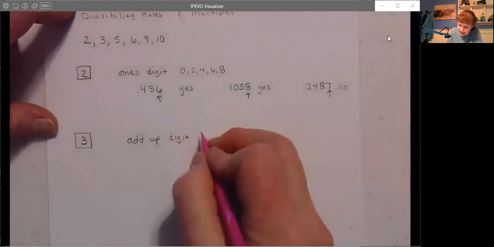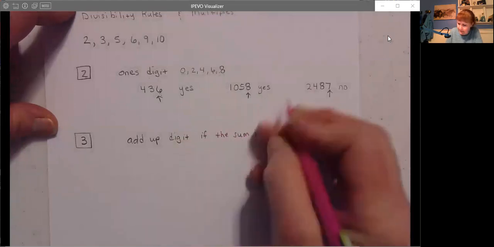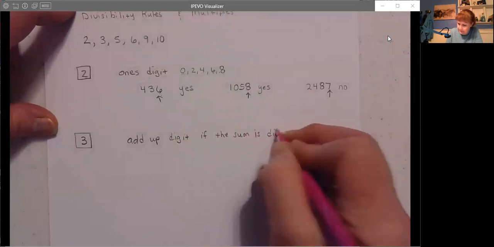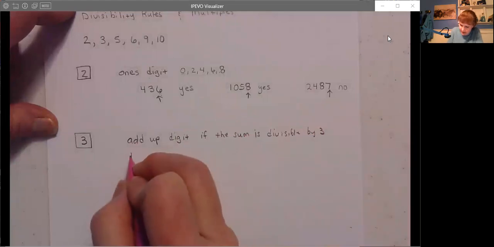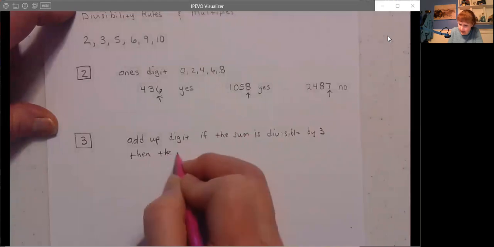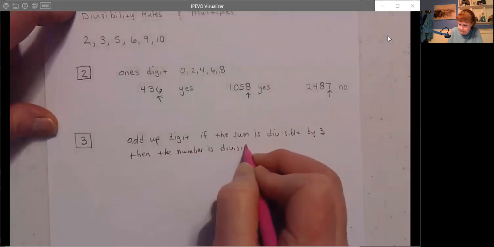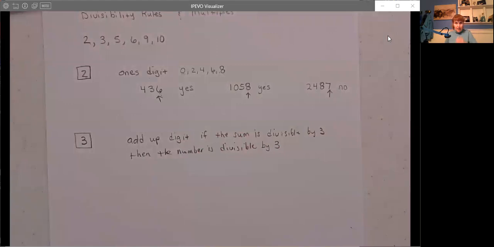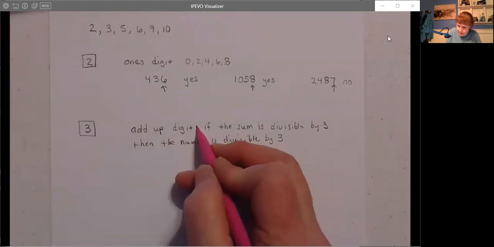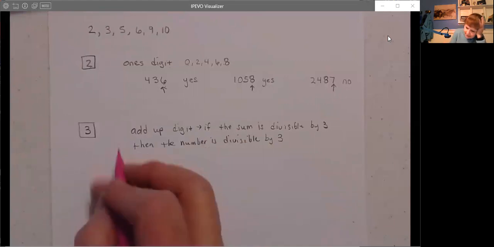You add up the digits, and if the sum is divisible by 3, then the number is divisible by 3. All right, so you add up the digits. Okay, and then if the sum you get is divisible by 3, then the number is divisible by 3. It's really not as complicated as it sounds.